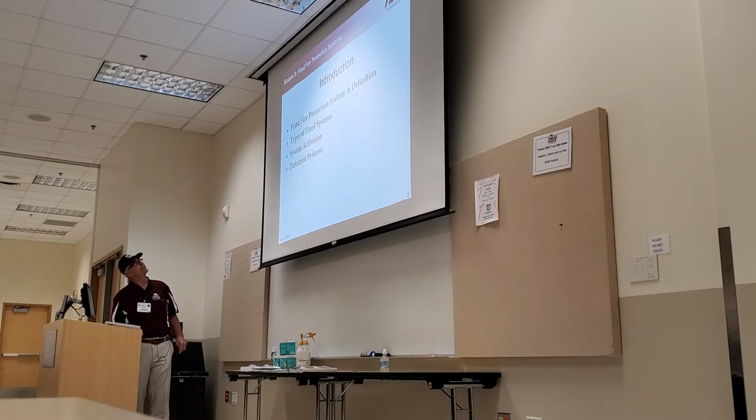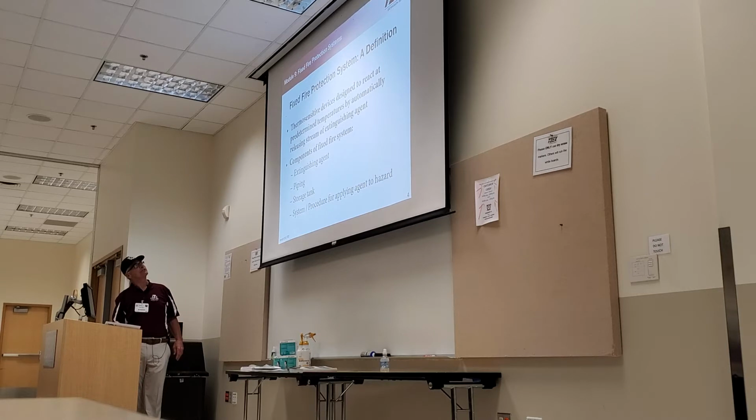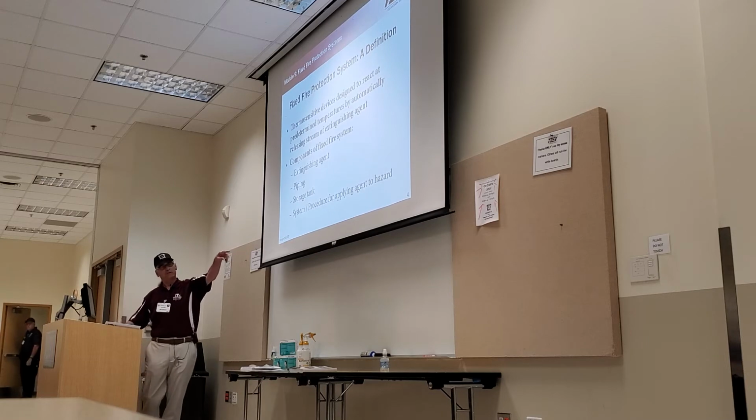Fixed fire protection systems: definition, types of fixed systems, system activation, and detection systems. Okay, so the definition of a fixed fire protection system is a thermosensitive device designed to react to predetermined temperatures by automatically releasing a stream of extinguishing agent. Components of fixed fire systems: you have the extinguishing agent, piping, storage tank, and system procedure for applying the agent.